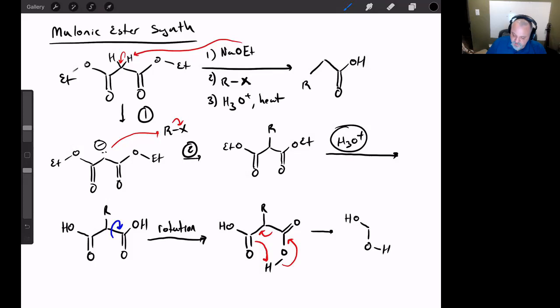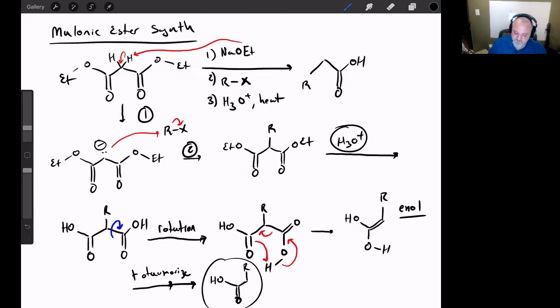So I'll still have an OH here. I'll now have this OH group on that oxygen and this R group. What's this? This is an enol. And what's going to happen to the enol? It's going to tautomerize into a carbonyl group. And we've already seen how that works several times. So that's what's happening with malonic ester synthesis.